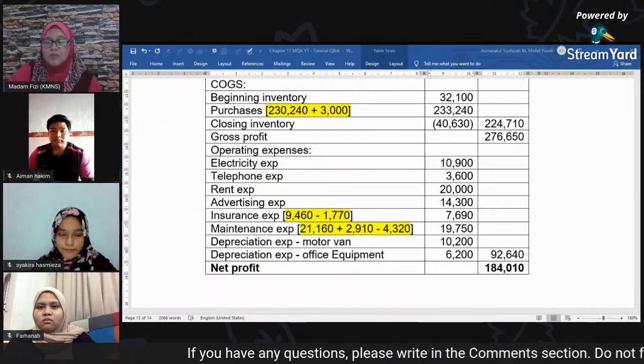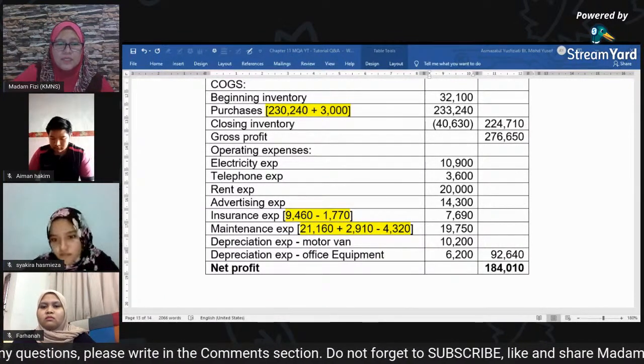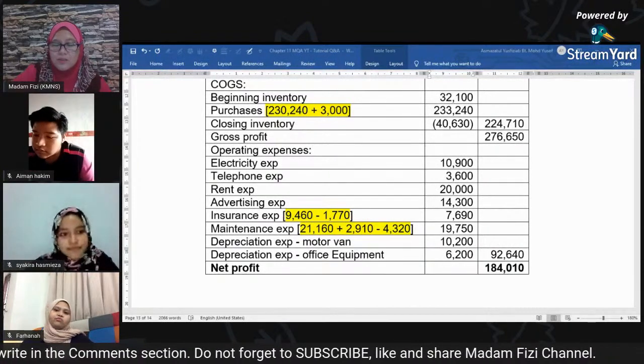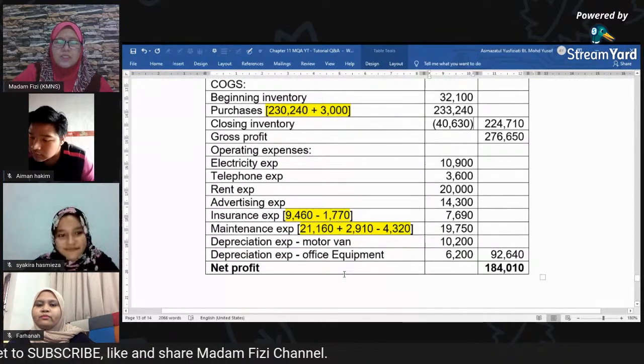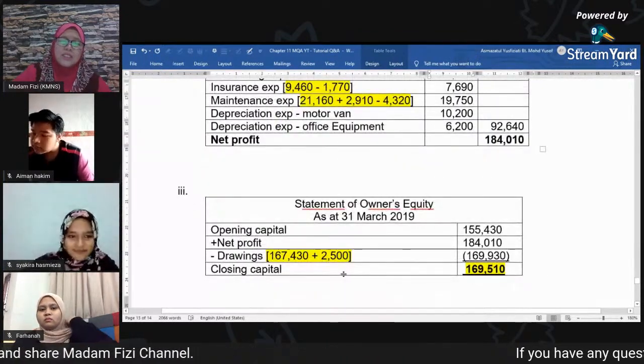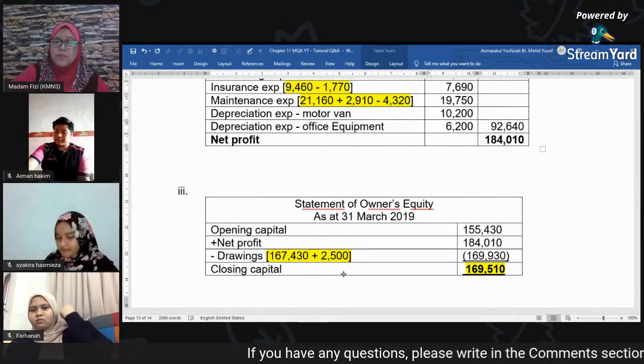Okay, is there any question so far? Okay, so far so good. So we proceed to the last question, that is statement of owner equity and also financial position.